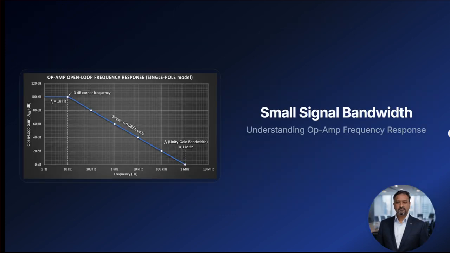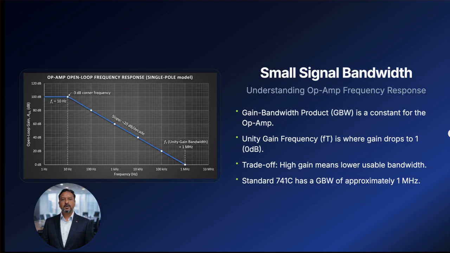When analyzing op-amps, we focus on small signal bandwidth characteristics. The open loop gain response reveals critical performance limitations. Remember that gain and bandwidth always operate in a strict inverse trade-off.